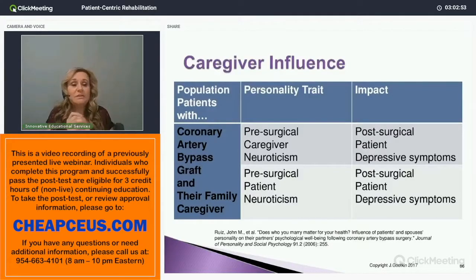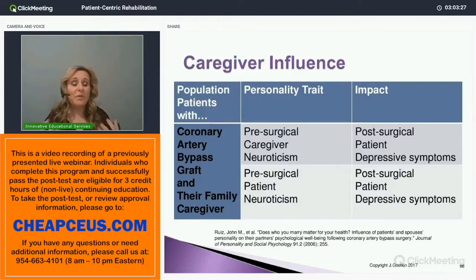So they looked at patients who were having a CABG, coronary artery bypass graft, and their families. Pre-surgically, they did some personality assessments of the caregiver, the spouse who was going to work with them when they got home, and the patient. They considered their neuroticism levels, a more emotional temperament, being maybe a little more angry, worried, concerned, on the negative scale in terms of those emotions.